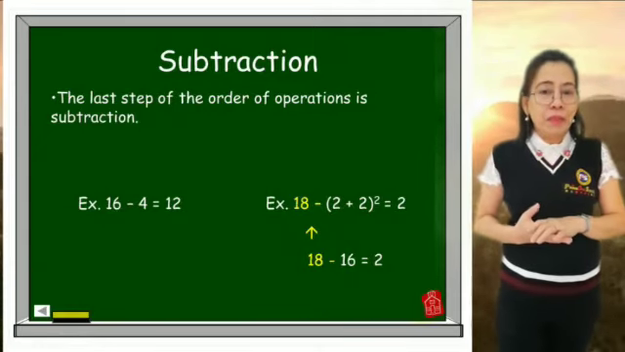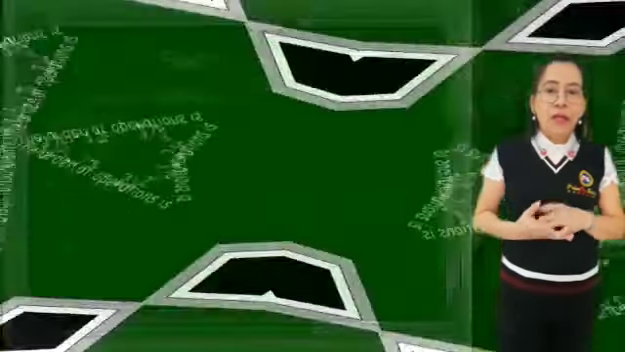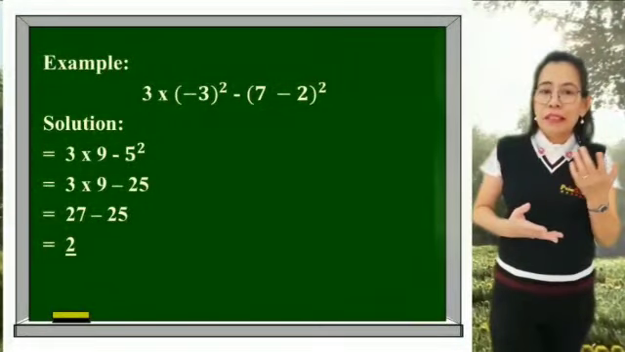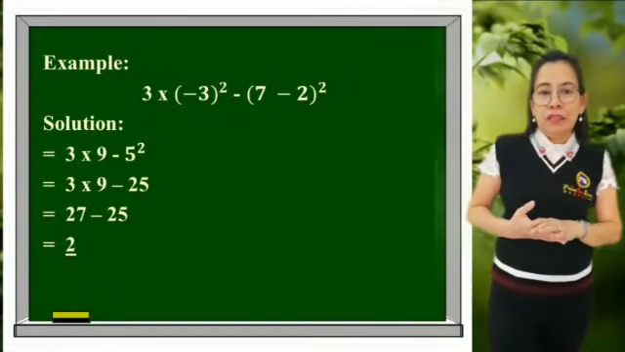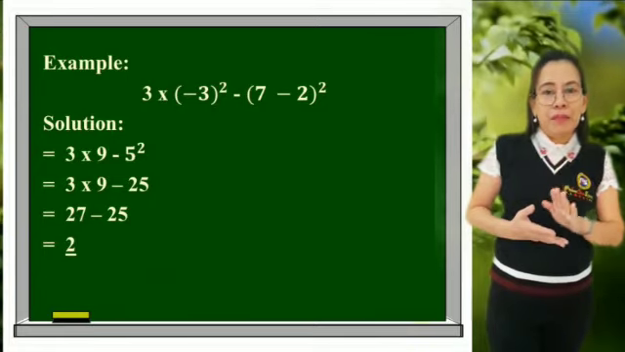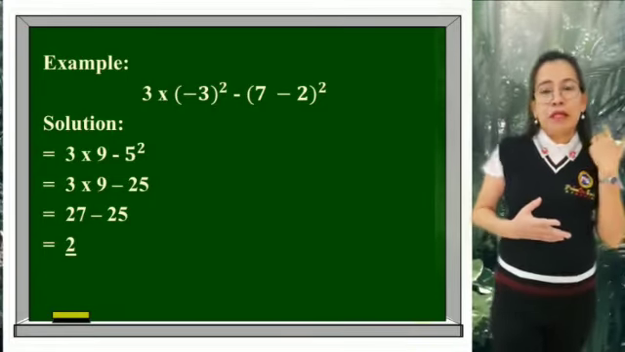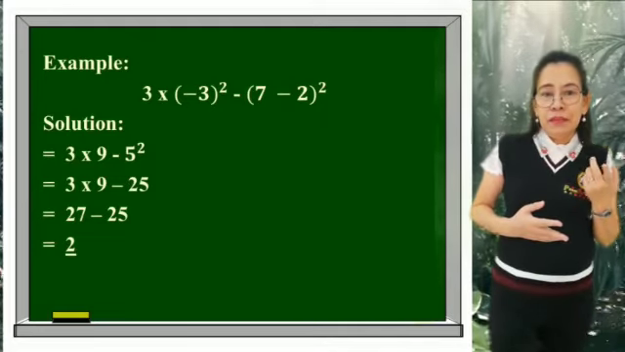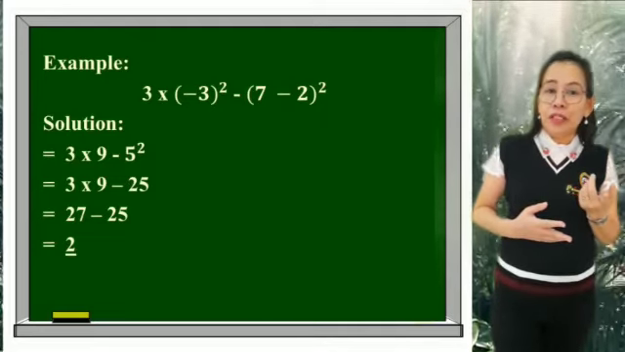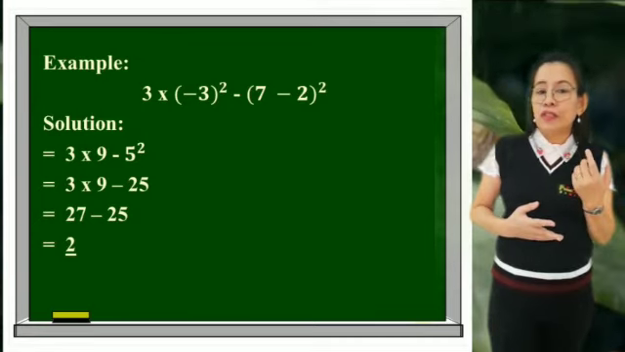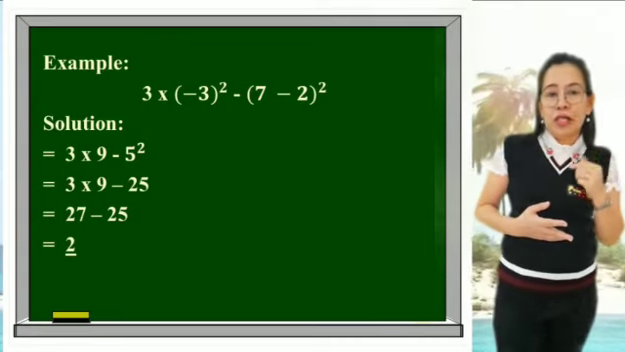Okay, look at my example here. We have here parentheses, exponent, times, and subtraction. So we follow the PEMDAS, which is we do first parentheses, and then followed by exponent, and then followed by multiplication, and then the last thing that you're going to do is the subtraction.